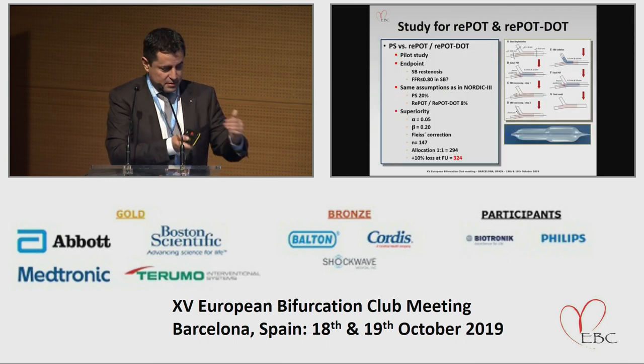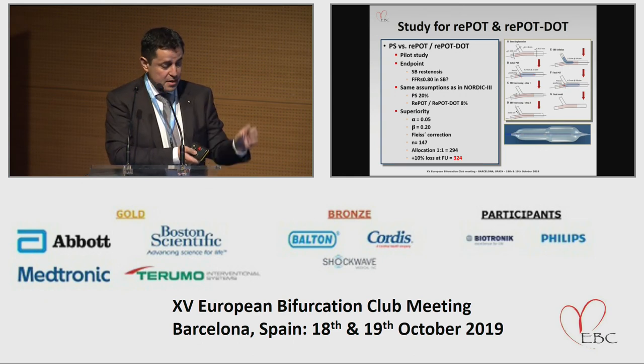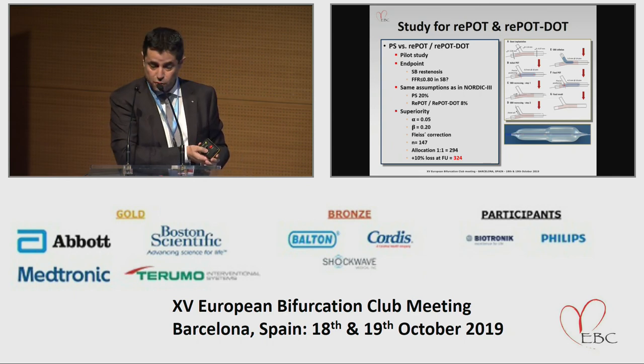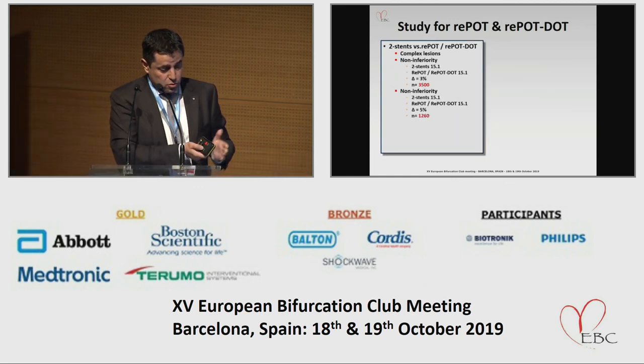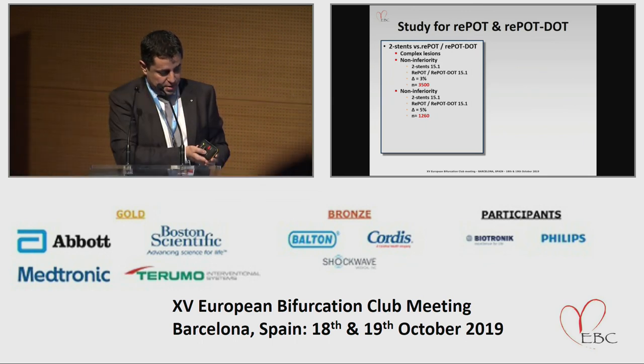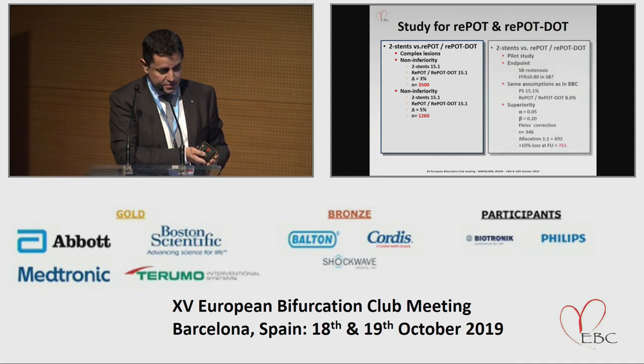So for these strategies, REPOT and REPOT-DOT, we could make the same assumption as we did in the Nordic 3 trial, using an angiographic endpoint, and we would be in this scenario of needing 324 patients. Or we could go for a clinical endpoint like the one that we have described. In this case, we could maybe go for non-inferiority, but the numbers are prohibitive. And if we go for a superiority trial with clinical endpoint, it will be 761 patients. There is some trick that maybe we can comment on later about non-inferiority.